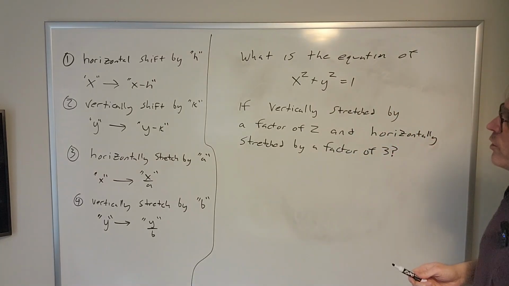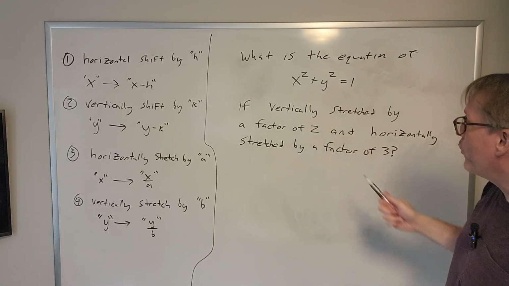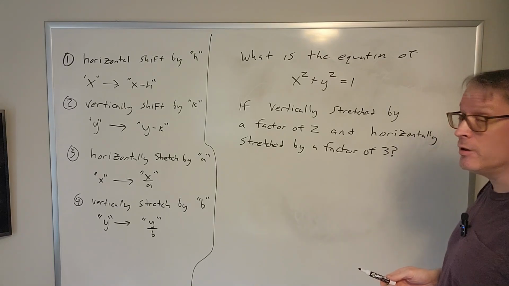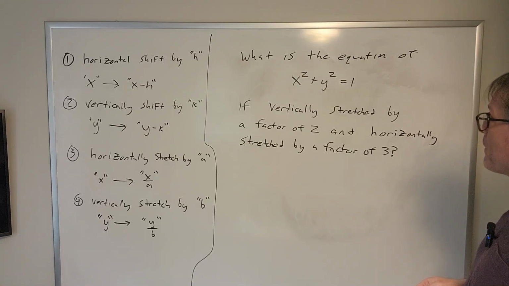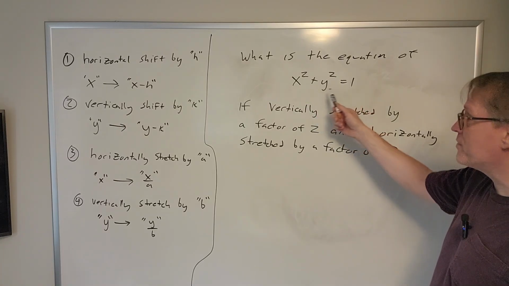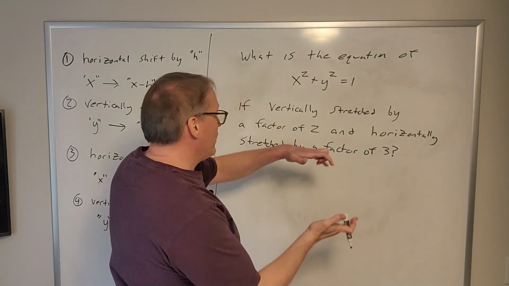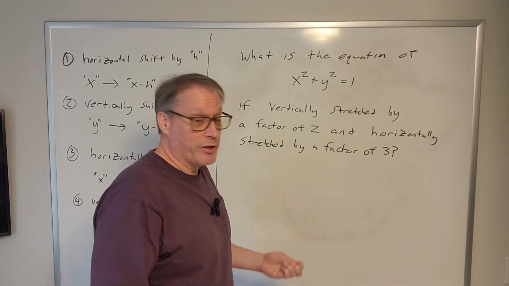What's the equation of x squared plus y squared equals 1, which is a circle, by the way, if vertically stretched by a factor of 2 and horizontally stretched by a factor of 3? Give it a shot. Okay, this is a circle of radius 1 centered at the origin. So all we're doing is stretching it vertically by a factor of 2 and horizontally by a factor of 3. So this is going to become an ellipse when we're done.